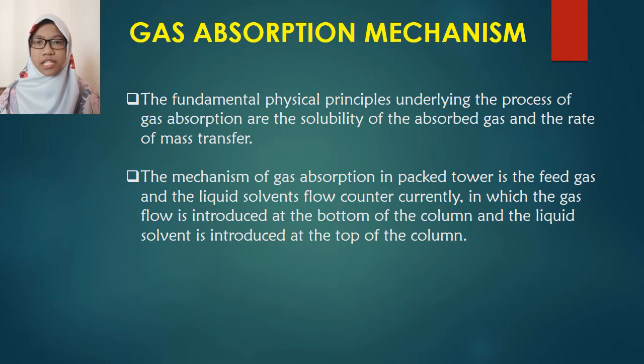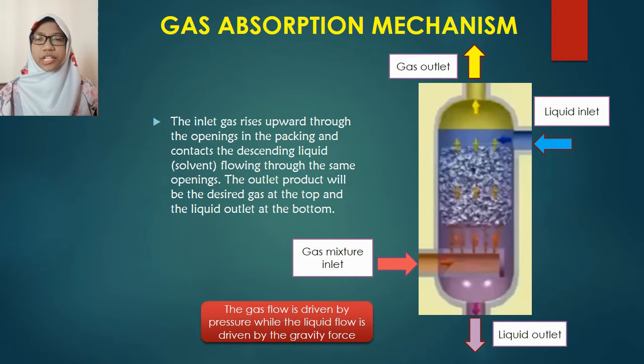The mechanism of gas absorption in a packed tower is that the feed gas and the liquid solvent flow countercurrently, in which the gas mixture is introduced at the bottom of the column and the liquid solvent is introduced at the top of the column. As you can see, the picture here illustrates the process of gas absorption inside the packed column tower. The inlet gas, which is fed at the bottom of the column, rises upward through the openings and contacts the descending liquid, which is flowing through the same openings. The outlet product will be the desired gas at the top of the column and the liquid outlet at the bottom. The gas flow is driven by the pressure, while the liquid flow is driven by the gravity force.